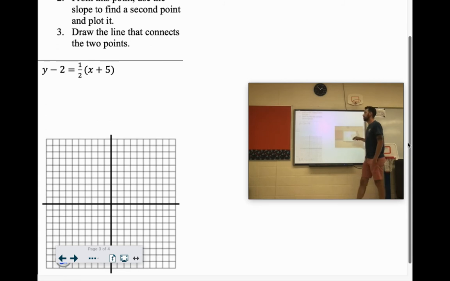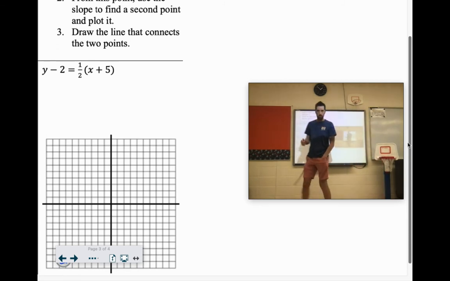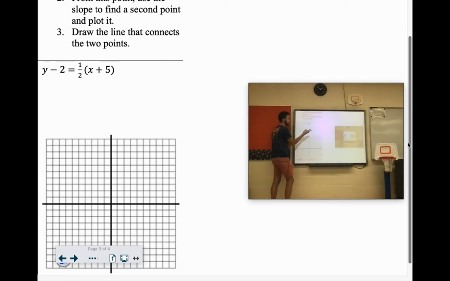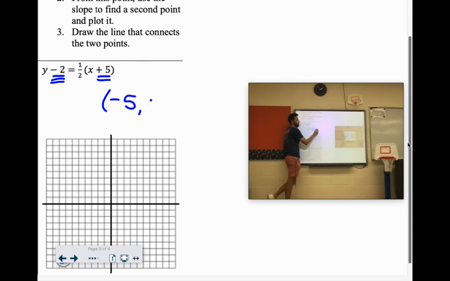Here's the deal though. The formula has subtraction built into it. So it's always the opposite of what it looks like. So if it says x plus 5, that means my x coordinate would be -5. Right? It's a little goofy. If it says y minus 2, that means my y coordinate would be +2. It's always the opposite because there's subtraction in the formula. So I'm going to plot that point first. -5 is 5 to the left, and then 2 is up 2.